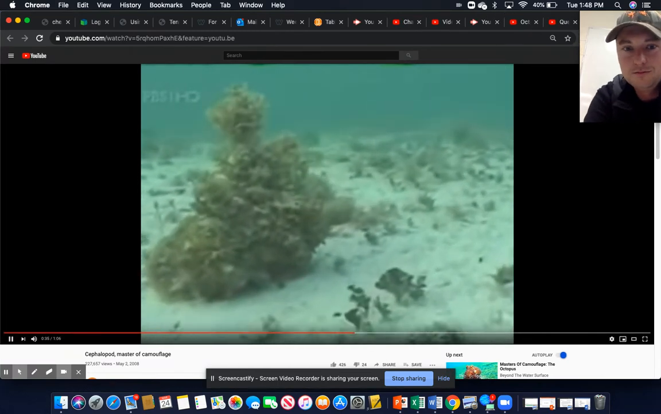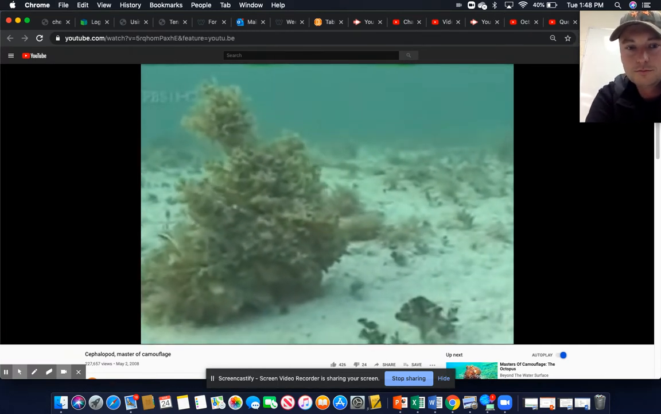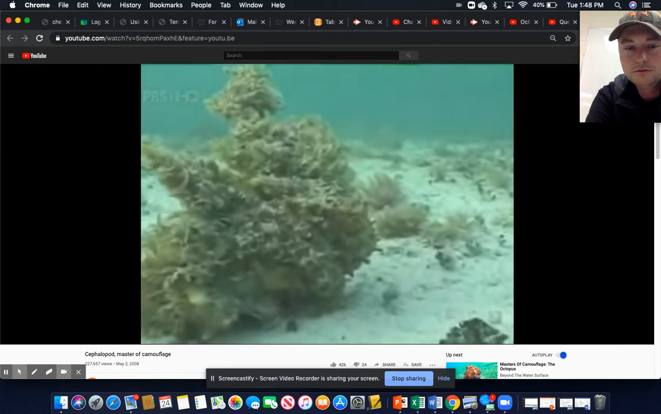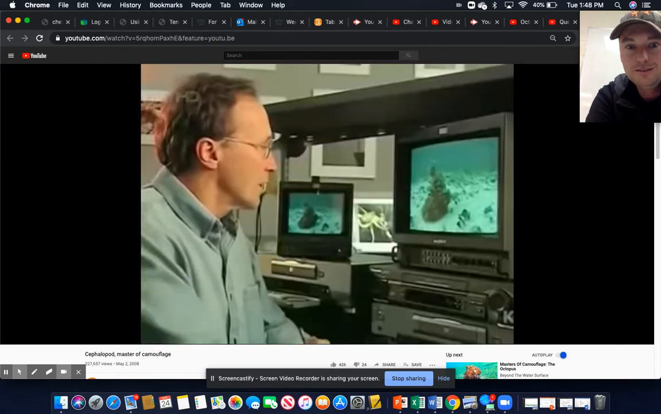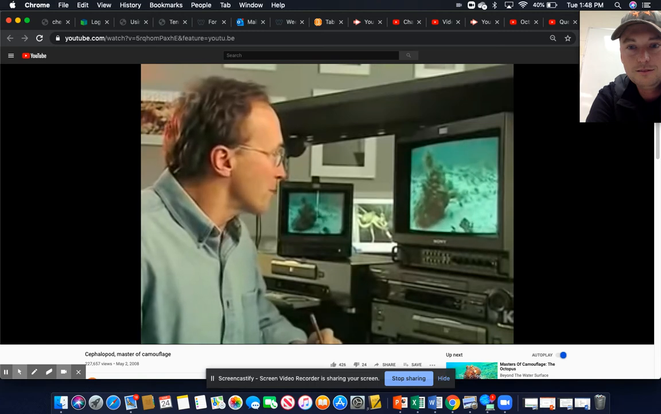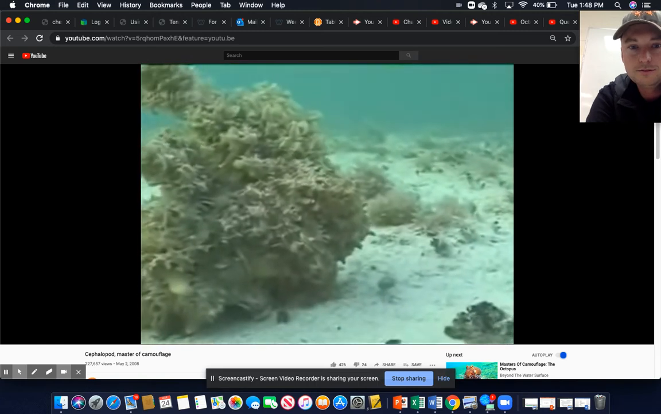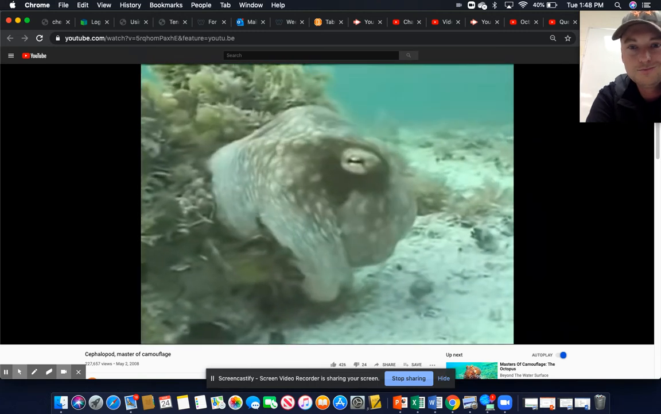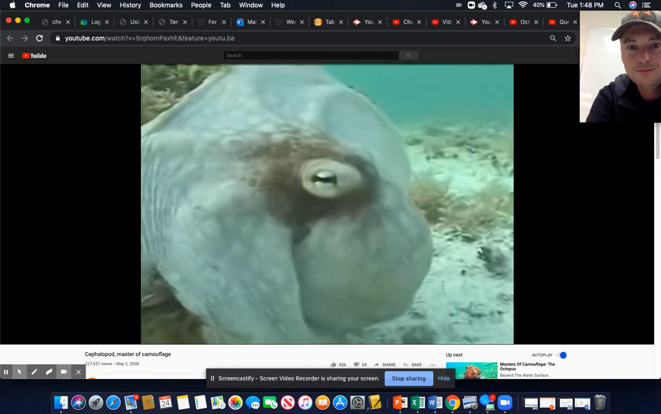Here's the scene. You've got a rock with algae all over it. There appears to be nothing there except a swimming fish going by. Do you see it? Okay, so take a look here and just watch for a moment. Gets me every time. There it is. Whoa.